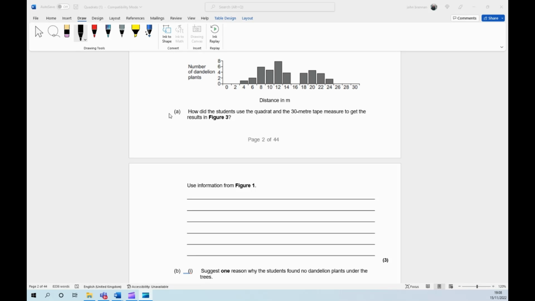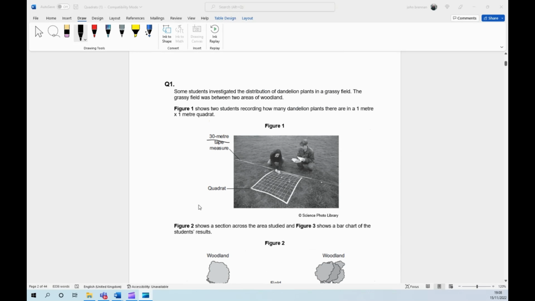So we get to this part of the question here, A. How did the students use the quadrat and the 30 meter tape measure to get the results in figure 3? It says you have to use the information from figure 1. We'll just remind ourselves figure 1 is this diagram. There is the 30 meter tape measure stretched out, and here's the quadrat next to it. They're recording how many dandelion plants there are in a 1 meter by 1 meter quadrat, so they're counting the number of dandelions within that 1 meter square.